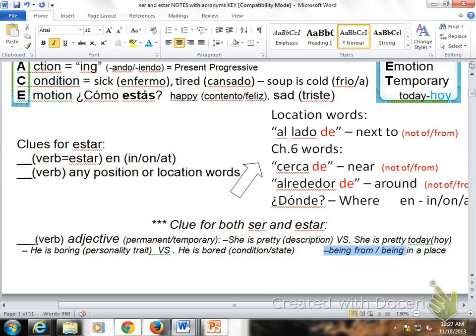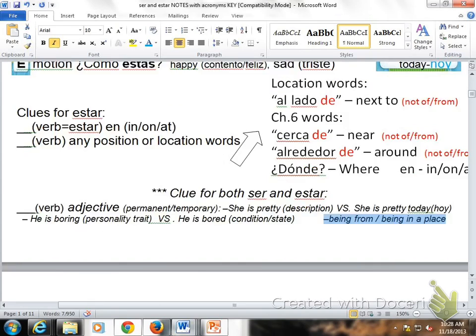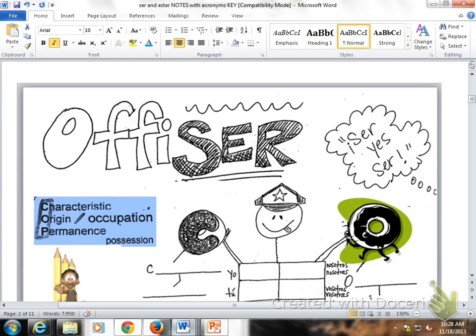Okay. And then be very careful when you see the name of a place. You can be from a place, or you can be in a place. What's the difference? Well, being from a place, that's origin. Right? So origin versus the location of where you are. Okay?